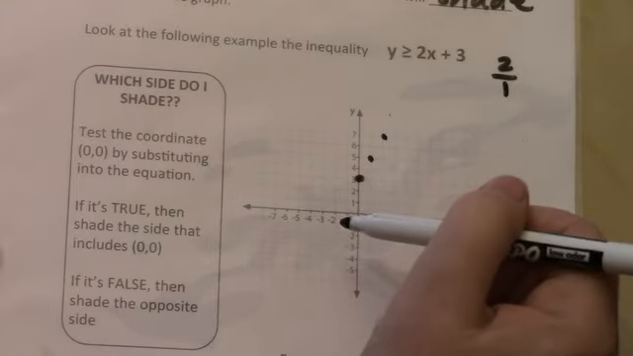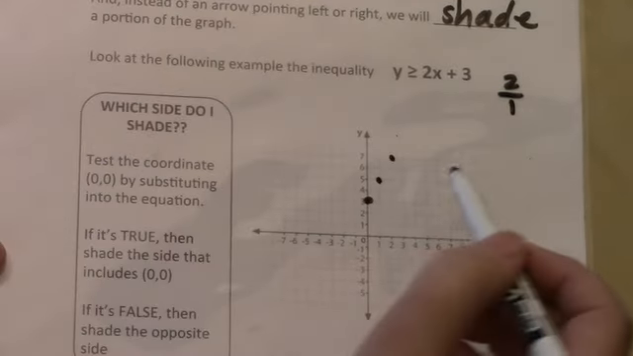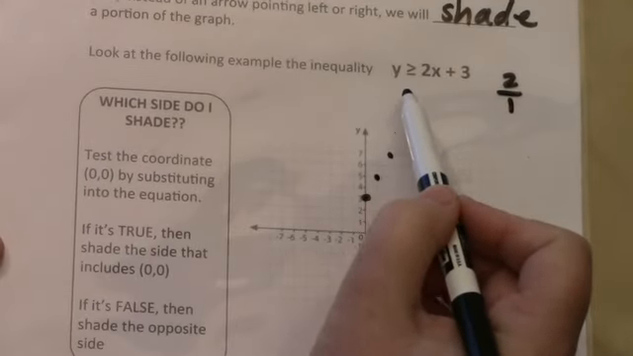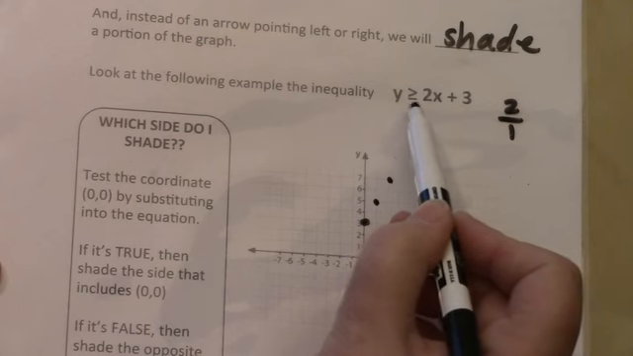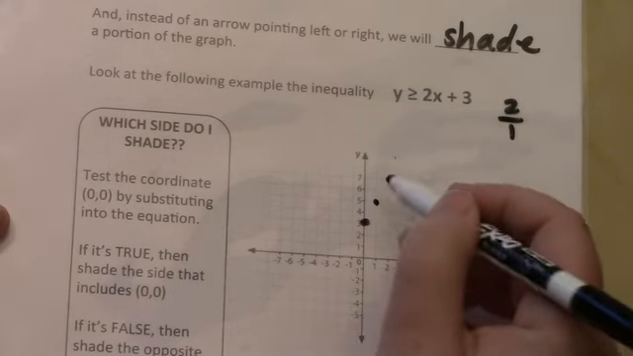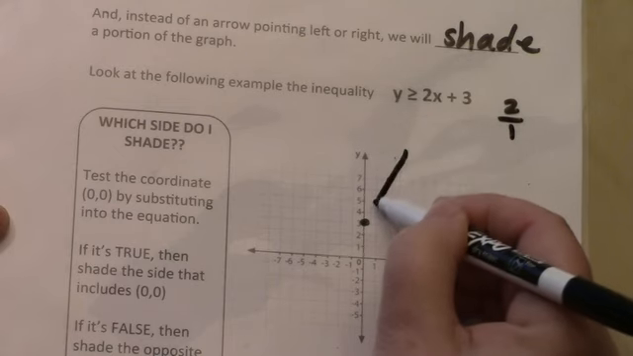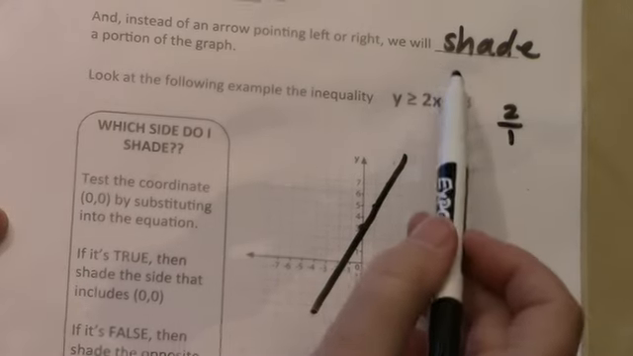But before we do that, let's take a look at what kind of line we're going to have. Are we going to have a solid line or a dotted line? Well, what determines that is whether it's greater than or less than, or if it's greater than or equal to. So the way I remember this is if it has an equal sign, if there's a line, then I'm going to make this a solid line also. And now we're going to shade.